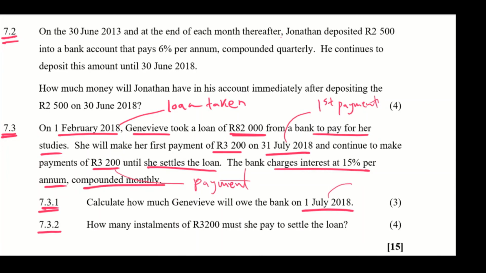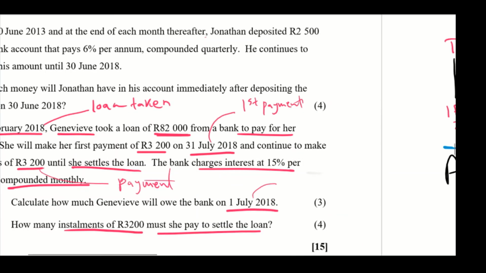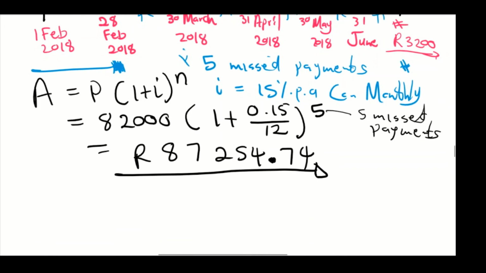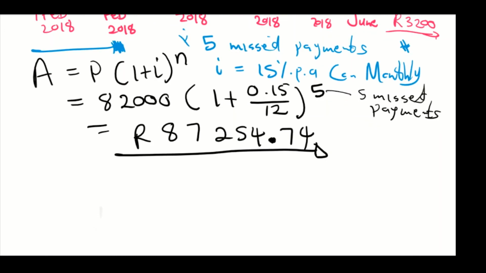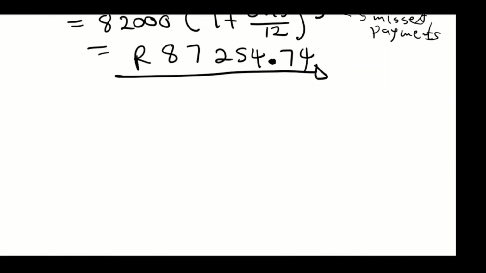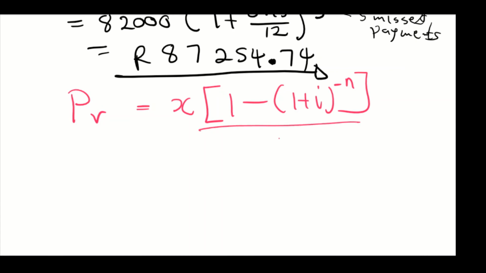Now 7.3.2 says, how many installments of 3,200 Rand must she pay to settle the loan? So now we know the loan is 87,254. So we want to know the number of payments that she'd have to make if she pays 3,200 Rand, right? So we know very well that the equation for the loan is the present value annuity, which is equal to x into 1 minus 1 plus i to the power of minus n divided by i, right?